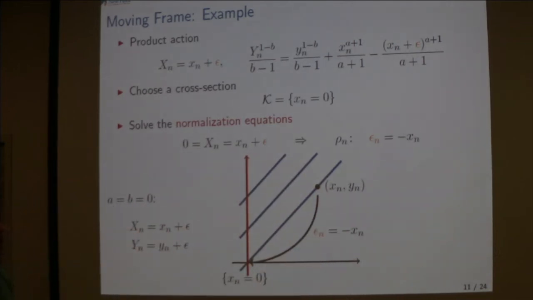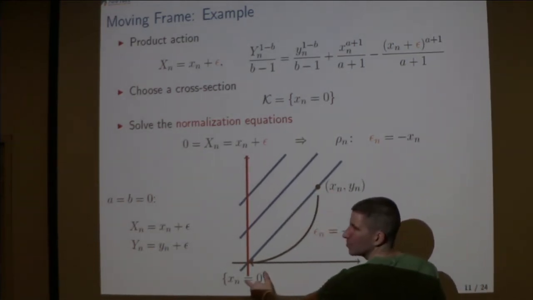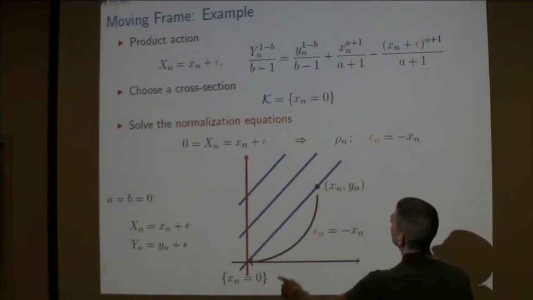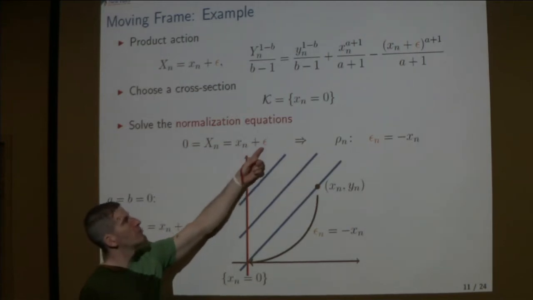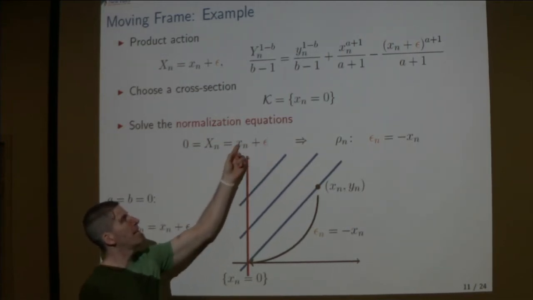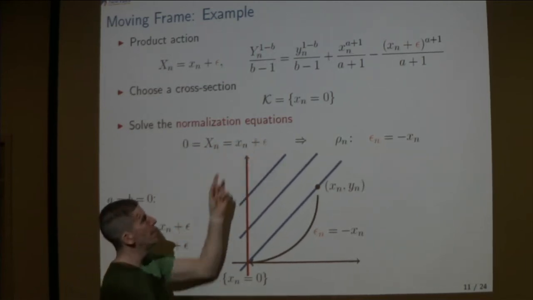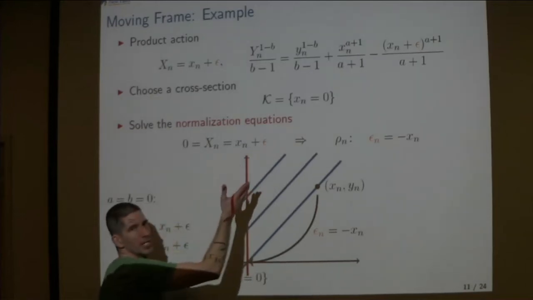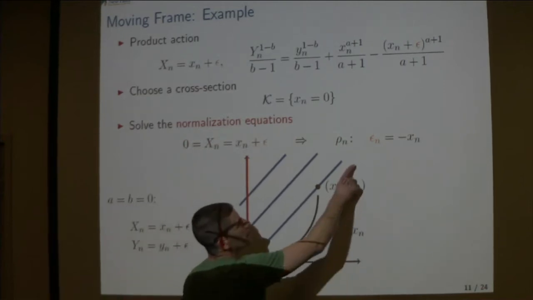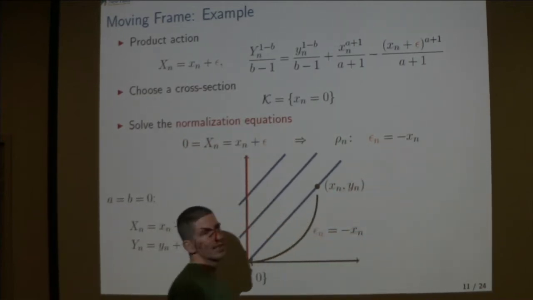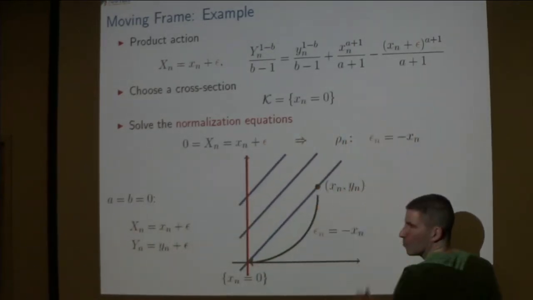Once we've chosen our cross section, we take a point inside the plane. And now we're asking ourselves, what is the group transformation that will send the x coordinate to 0? This gives us what we call the normalization equation. By what group transformation should we act on xn so that the output is 0? Now this is an algebraic equation for the group parameter epsilon. So we can solve it, and we obtain epsilon equals negative xn. This expression here is our moving frame.